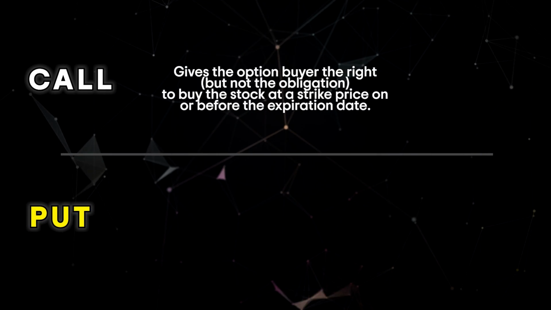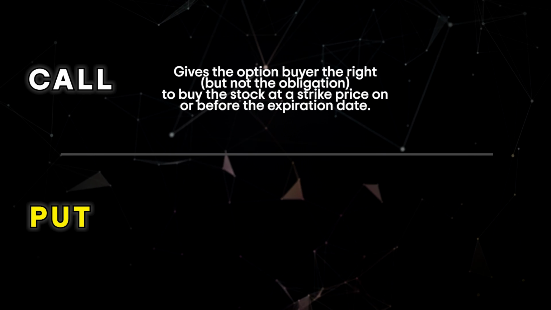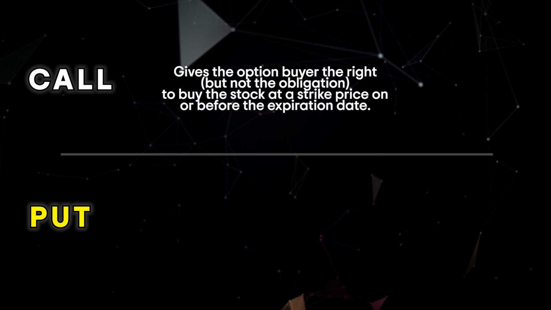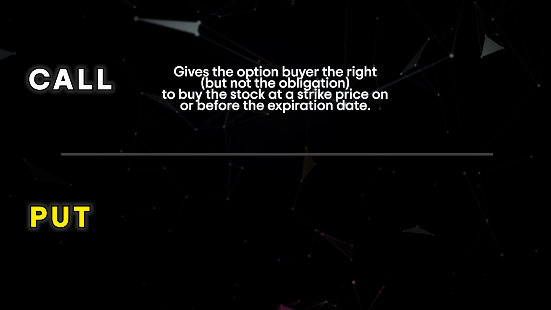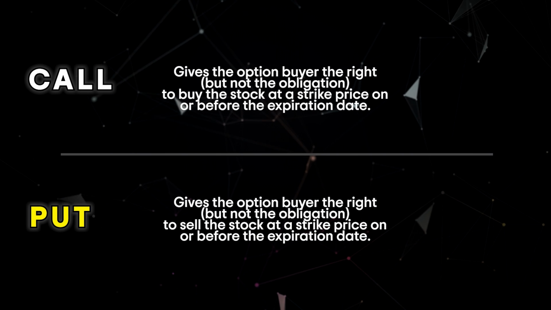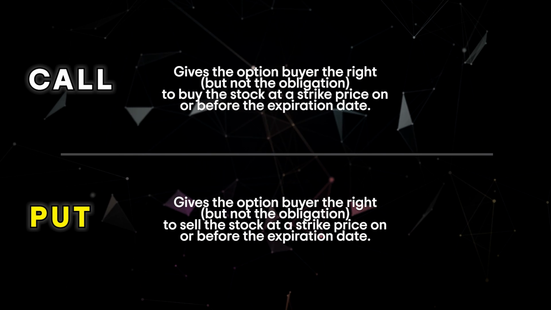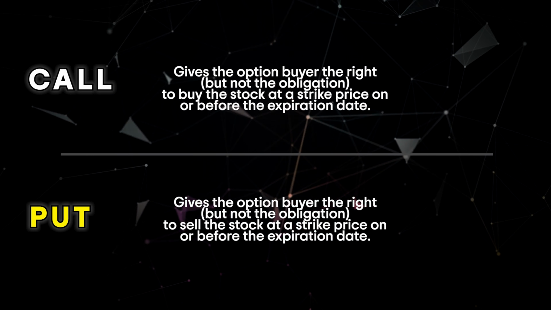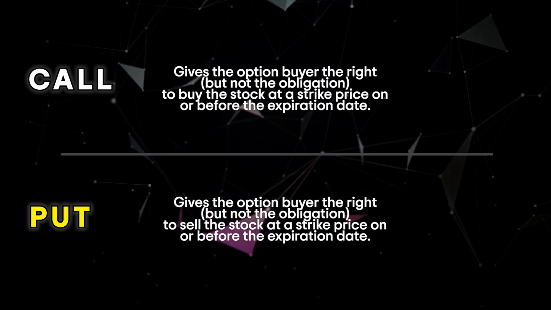Okay, let's start with the basics first. There are two kinds of options that you can trade, a call and a put. A call option gives the option buyer the right but not the obligation to buy the stock at the strike price on or before the expiration date. Meanwhile, a put option gives the option buyer the right but not the obligation to sell the stock at the strike price on or before the expiration date.